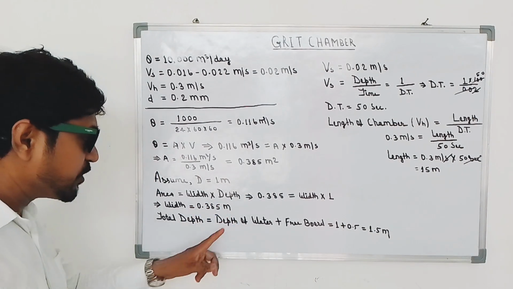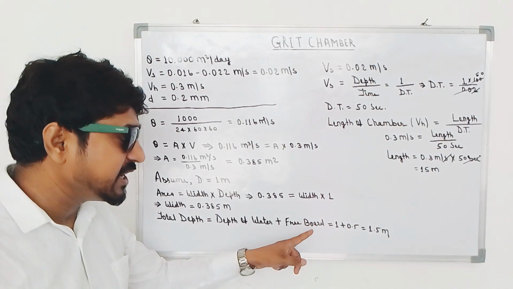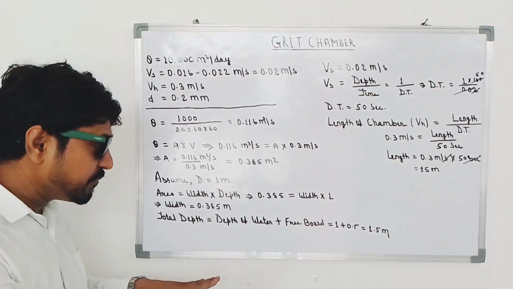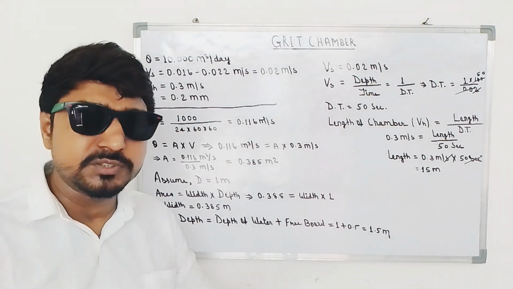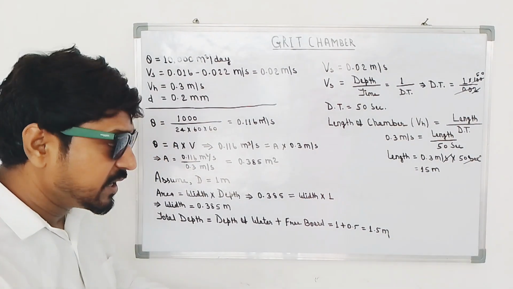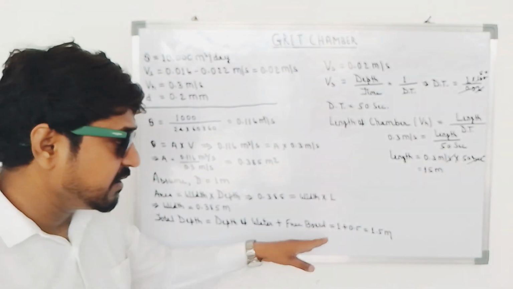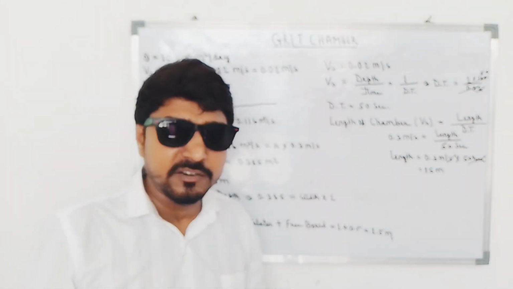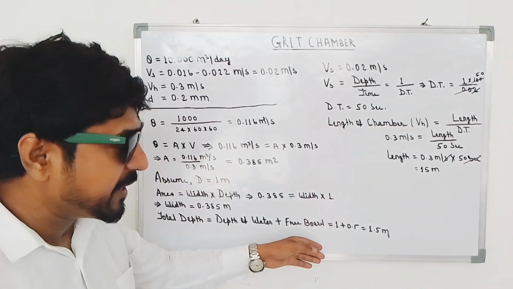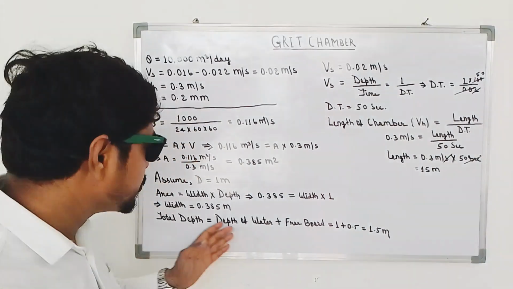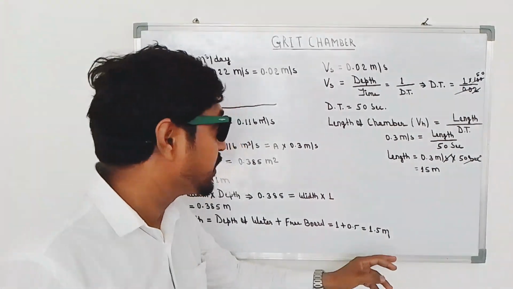So total depth is equal to depth of water plus freeboard. The depth of water is 1 meter and the freeboard is 0.5 meter. Generally a freeboard from 0.3 meter to 0.5 meter is considered, so we have taken 0.5 meter here. So total depth is equal to 1.5 meter.